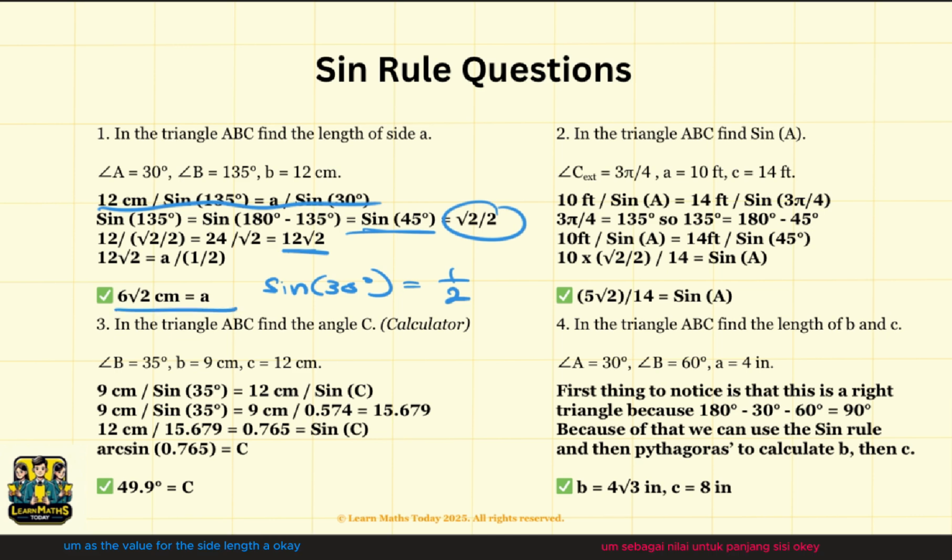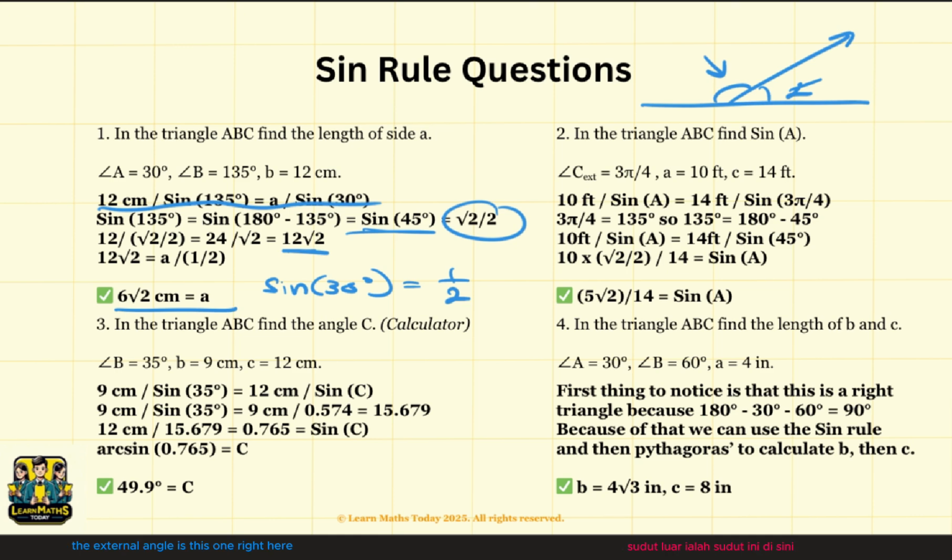Okay, for question 2, we were asked to find the value of sine of A in the triangle ABC, where the external angle C is 3 pi over 4, A is equivalent to 10 feet, and C is equivalent to 14 feet. Just for a little bit of context, an external angle is not, well, obviously it's not the internal angle, but if I have these two angles, here and here, and they both represent something, this is an acute angle that we can use for triangles. This is an obtuse angle that we won't use.